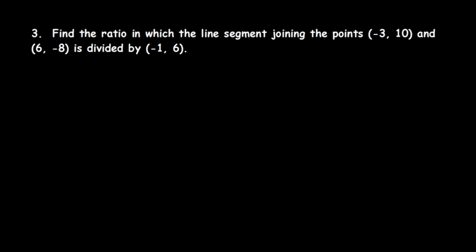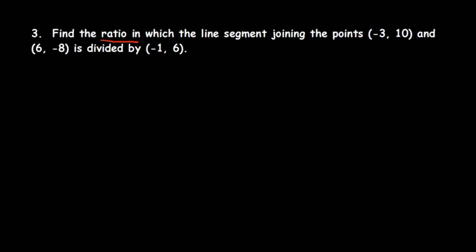Find the ratio in which the line segment joining the points (-3, 10) and (6, -8) is divided by (-1, 6). Up to now, we found the point when it divides in a ratio like 2:3, 1:2 or 2:1. But in this problem, we need to find the ratio. It's a very important model. We need to find the ratio when the 2 points are given.